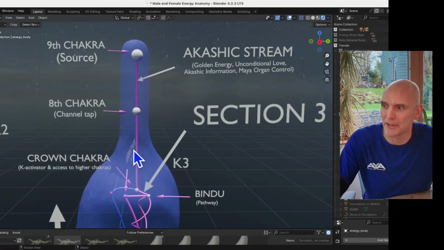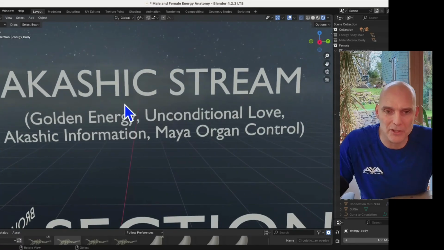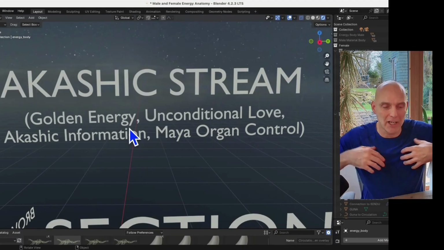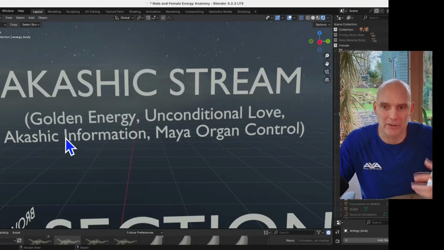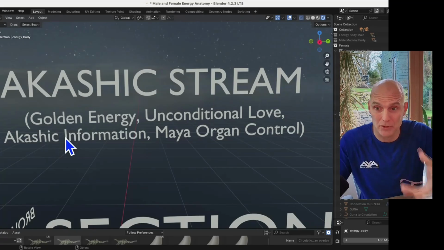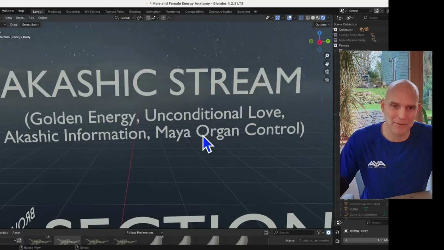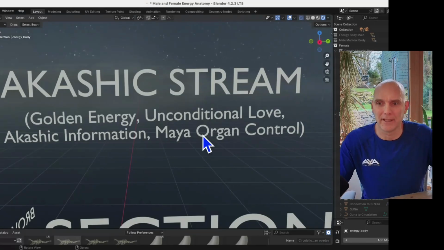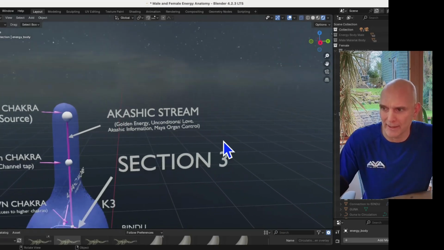So that's what the purpose of section 2 is: things coming down from the ninth chakra into the system. And just to remind you as well, after Kundalini awakening, these are the things that come down. Golden energy, an unlimited supply of golden energy. Unconditional love coming from the source. Akashic information, including Akashic intuition. We've talked about that in the lesson on intuition. And Maya organ control. We haven't talked much about the Maya organ. That is a thing that grows in the higher mind after the Kundalini awakening phase. We'll talk about that later on.